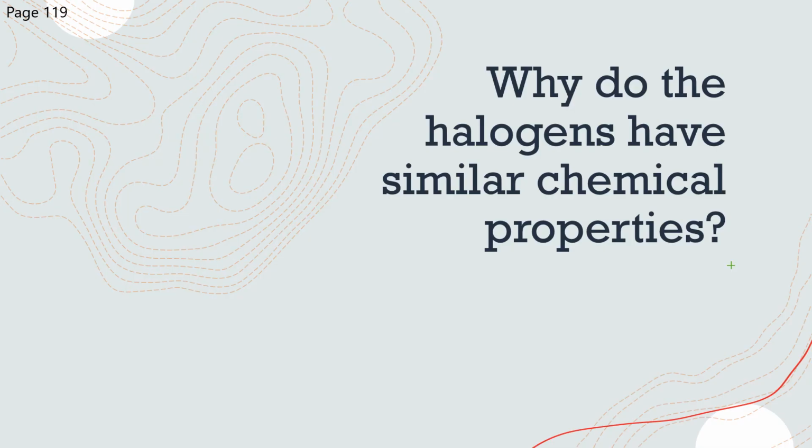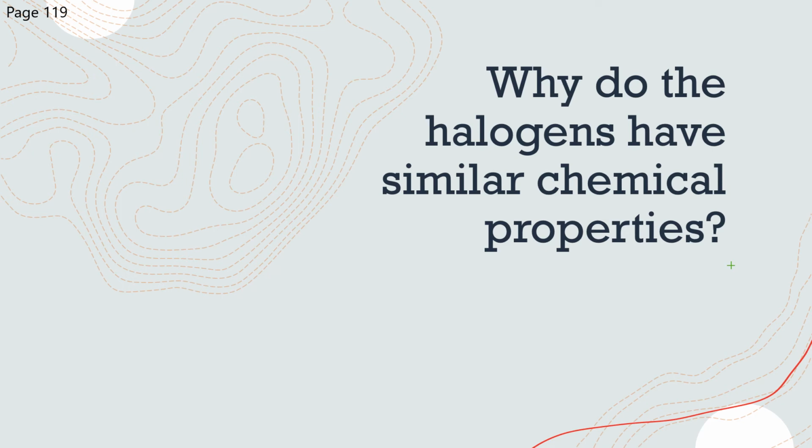One thing I do hope you remember, and it's seeming to be drilled into your head right now, is why elements have the same chemical properties. So the question below the table says here, why do the halogens have similar chemical properties? I really hope you can answer this without me already. So why do the halogens have similar chemical properties?